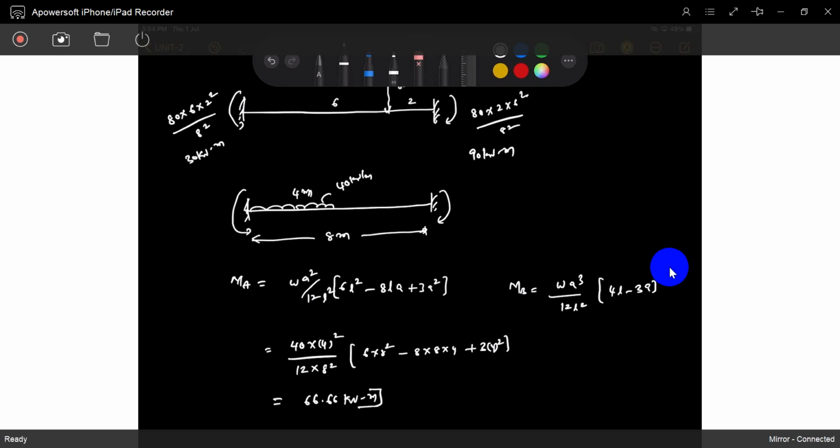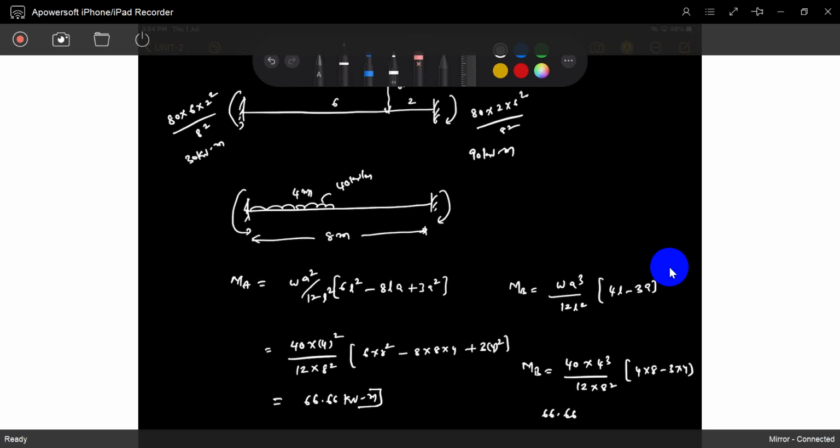That's it. So MB is W 40, A is 40 cube by 12, 8 square, 4 into 8 minus 3 into 4. So 32 minus 12, answer multiply with 40, 64, answer divided by 12, answer divided by 64. This is also 66.66. I get the same thing.